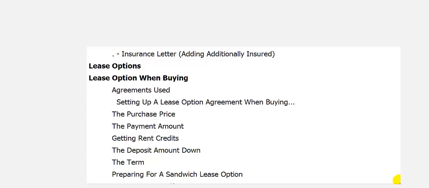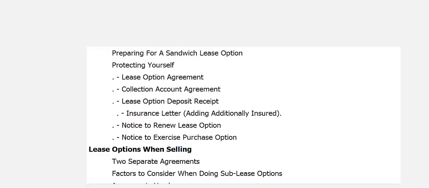The purchase price, the payment amount, getting rent credits from the seller, deposit amount down, the term, preparing for a sandwich lease option. How do you protect yourself with a lease option? What does the lease option agreement look like? What's a collection account agreement? Lease option deposit receipt, insurance letter adding additionally insured, notice to renew lease option, notice to exercise purchase option.